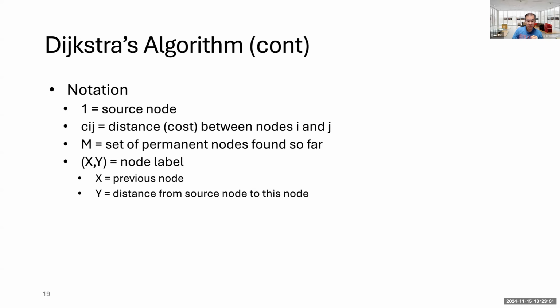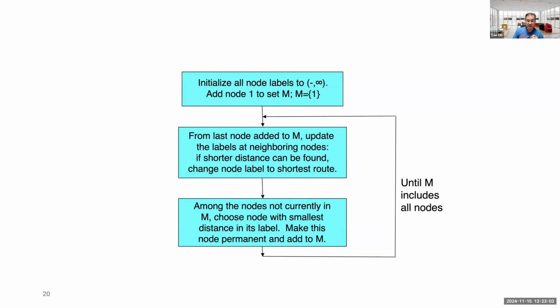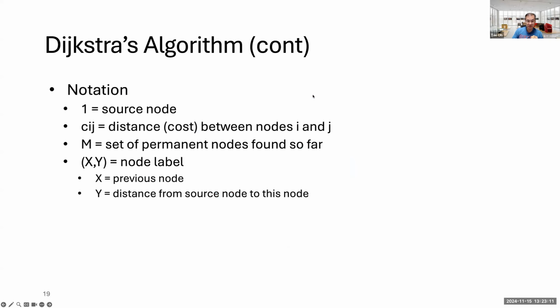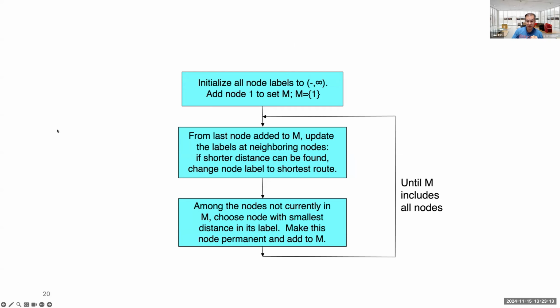Okay. So basically what happened is, initialize all the labels to dash and infinity because nothing is assigned, and no one is set to one, because remember here the source node is one. From the last node added to M, update the label and neighbor nodes. If a shortest distance can be found, change the node label to the shortest route.